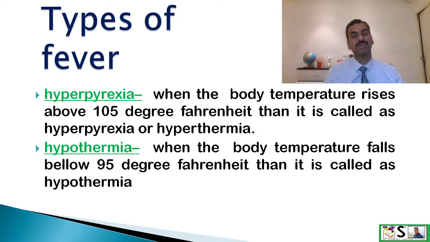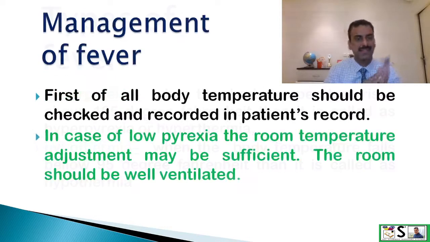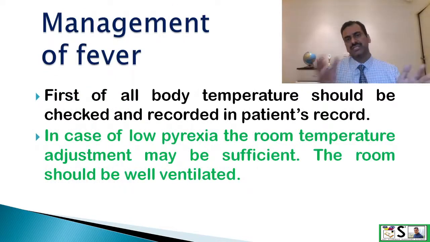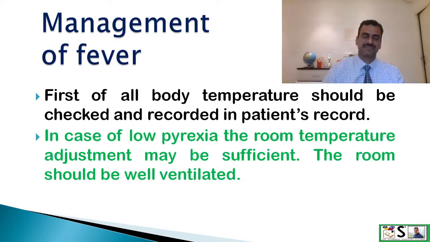Next term is hyperpyrexia. When the body temperature rises above 105 degree Fahrenheit, then we call it hyperpyrexia or hyperthermia. And what is hypothermia? When the body temperature falls below 95 degree Fahrenheit, then it is called hypothermia. So these are the different types of fevers.